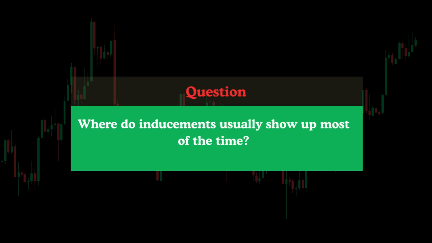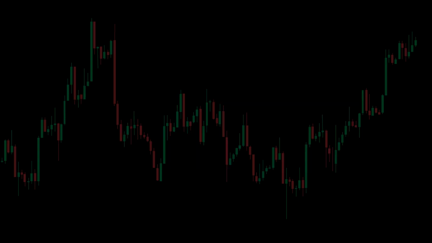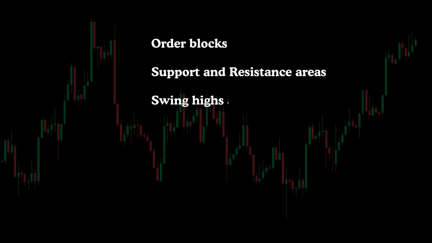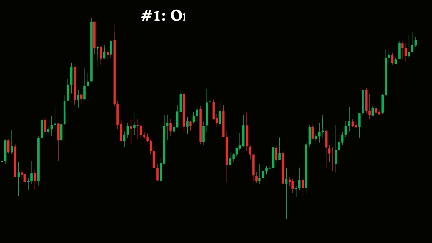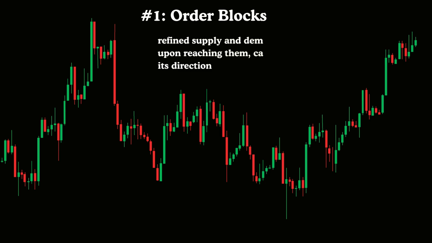Most of the time, inducement is found at certain key levels and zones such as order blocks, support and resistance areas, swing highs and swing lows, and along trend lines. So let's begin with the order block. As you already know, guys, order blocks are crucial refined supply and demand zones where price, upon reaching them, can potentially reverse its direction. Order blocks contain a concentration of buy and sell orders, making them key inducement areas where traders are drawn into the market and typically place their buy or sell orders to get triggered in.